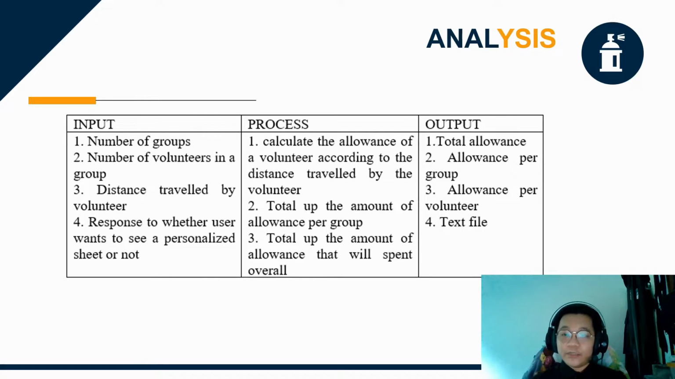So in the process part of this problem, we will create a formula to calculate the allowance of a volunteer according to the distance traveled by the volunteer. And we also create a formula to total up the amount of allowance per group and also to total up the amount of allowance that will be spent overall.